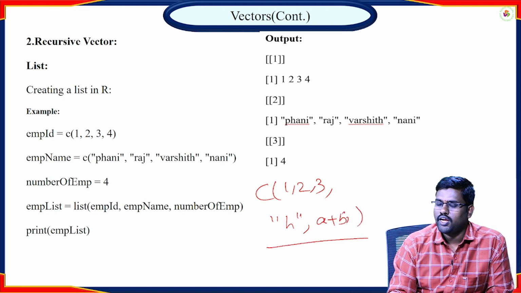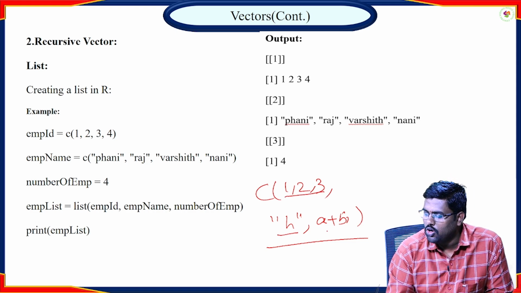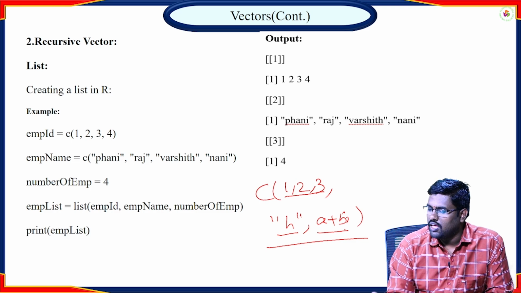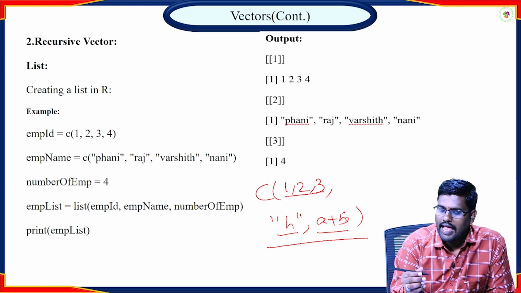The list will be represented like this. They need to allow numeric vectors, character vectors, and complex vectors. They need to allow all the values in the given vector. So a particular combination of values of vectors is called a list.